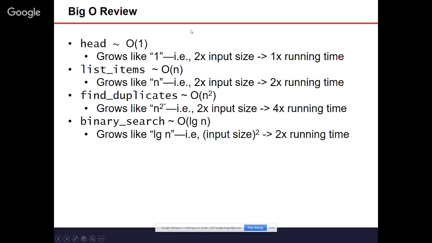So that's the first class, it doesn't grow at all. The second class is it grows linearly. So if I put 2 megabytes in, it's going to take 2 minutes. If I put 4 megabytes in, it's going to take 4 minutes, etc. Does that make sense to everyone?